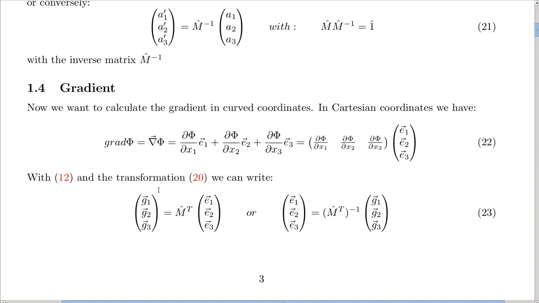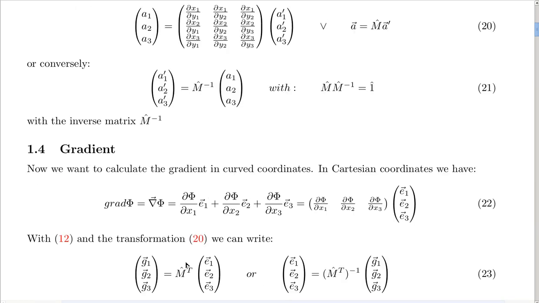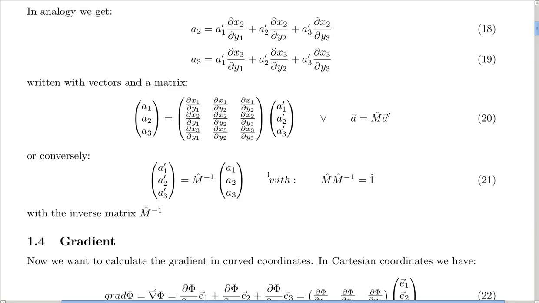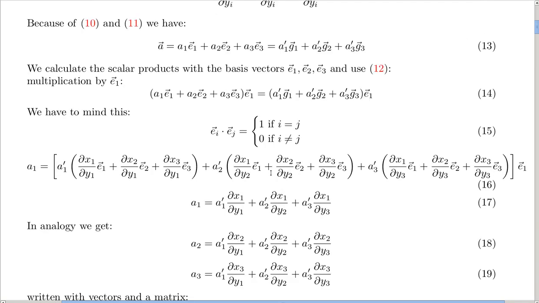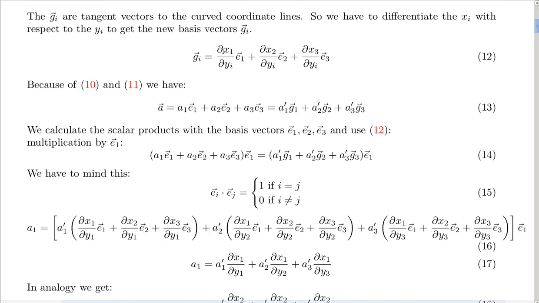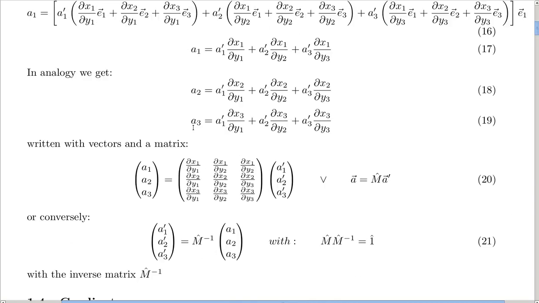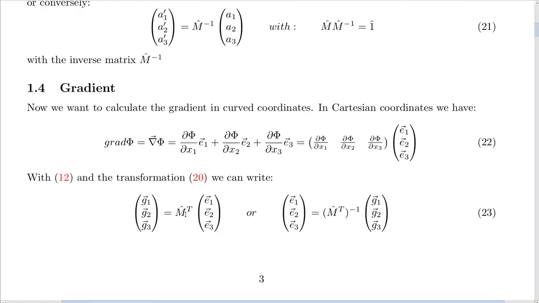So now to get the basis vectors in the curved space, g1, g2, g3, we use a transformation matrix M, but here we have to write the transposed one because we see here that the x coordinates are in a row, x1, x2, x3, and here we have x1, x2, x3 in a column, so columns and rows are exchanged, and so we have to use here the transposed M matrix.